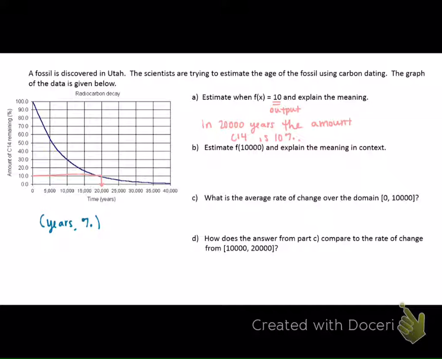All right. Jacqueline says, estimate f of 10,000 and explain its meaning in context. So first of all, is that x or y, input or output, Jacqueline? X, and it's your input. So what is your estimation for 10,000? It's about 30%. It looks like it's almost exactly, but we really can't tell from a graph. So tell me what that means in context.